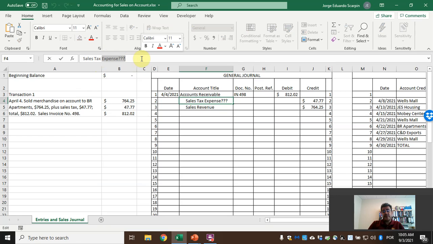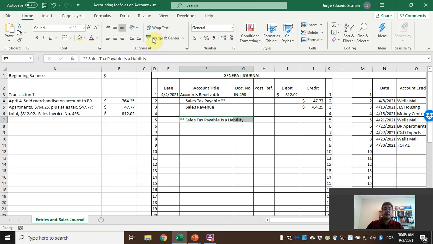This company, the Scarpin Corporation, is only collecting the money. They need to pay it later to the state. So it is a sales tax payable. It is a liability. So sales tax payable is a liability. Never forget it, guys. Okay?